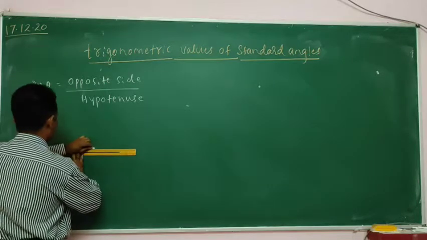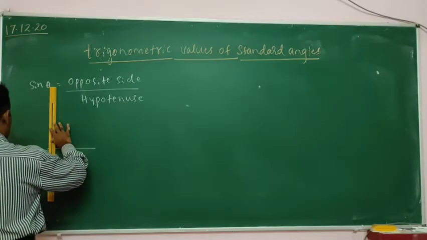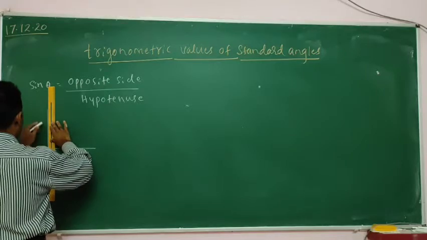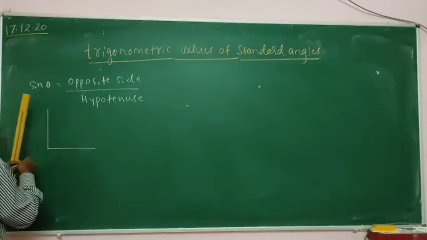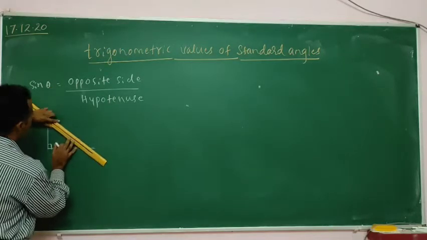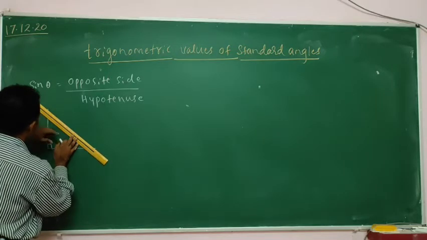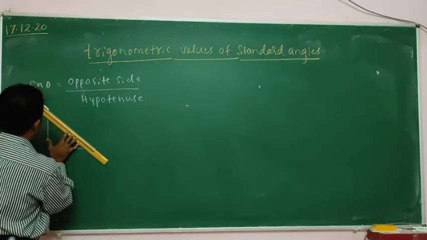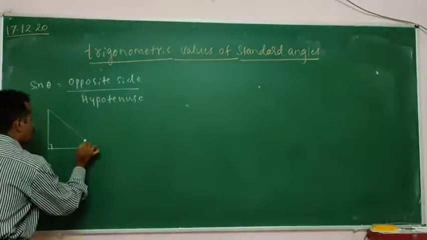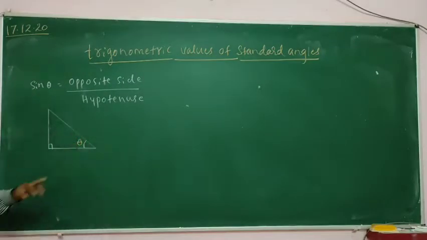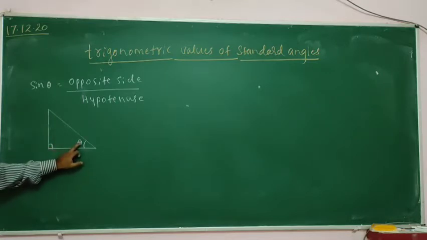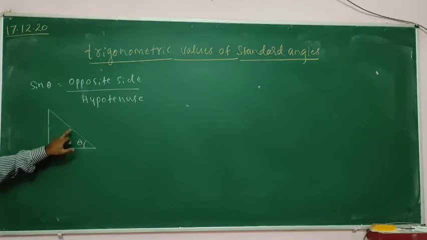This is the base of the triangle. This is the height of the triangle. Here is 90 degree. And I will join this. And I will join this. And I will call this as angle theta. Referring to this theta, I can call this as the opposite side. Referring to this, I can call it as the adjacent side. And this is the hypotenuse.